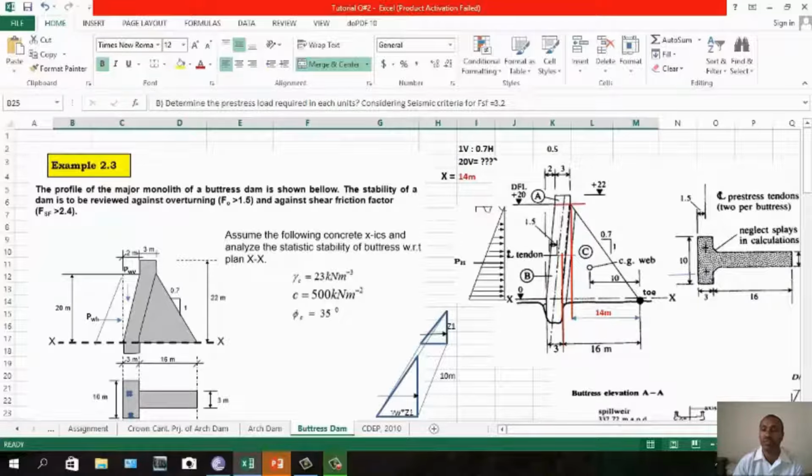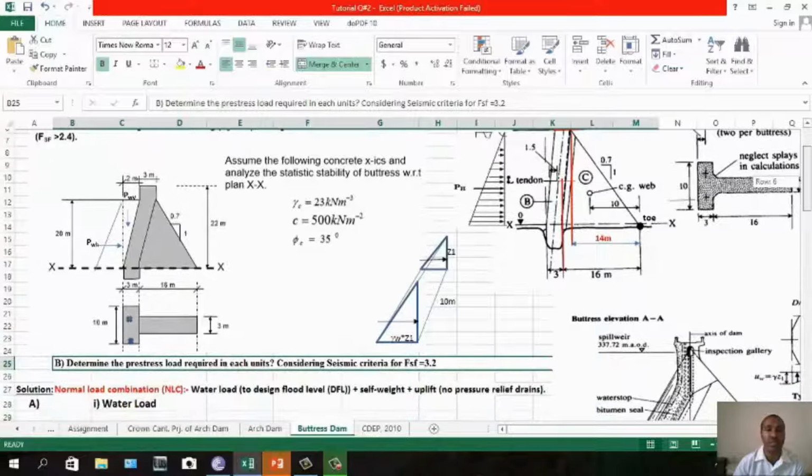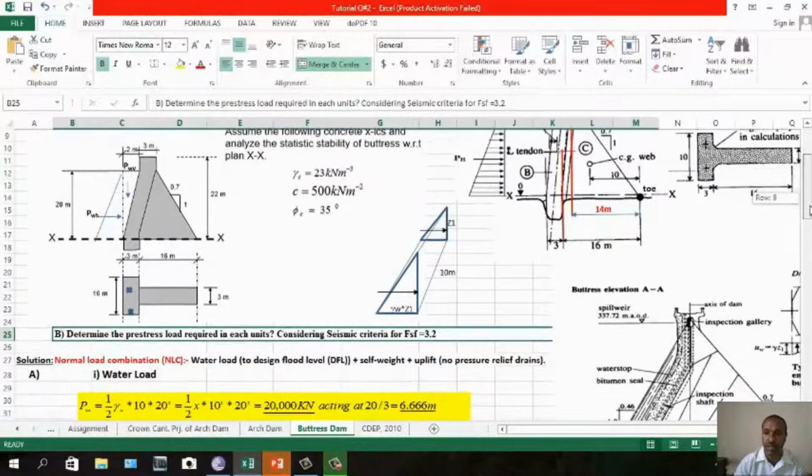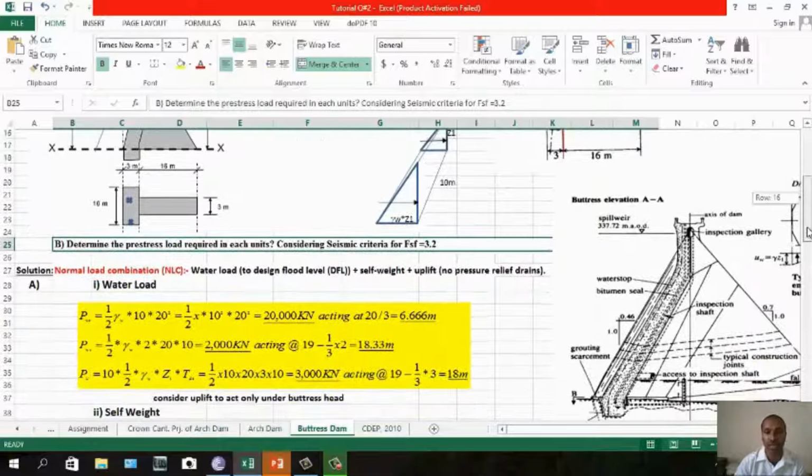Now let us see. So you have a single Buttress unit, with a 10 meter width in this direction. The hydrostatic pressure is acting like this. So you have a triangular portion, it will act up to a 10 meter distance. So analysis must be done for a single Buttress width. It is not like a gravity dam, per 1 meter dimension.